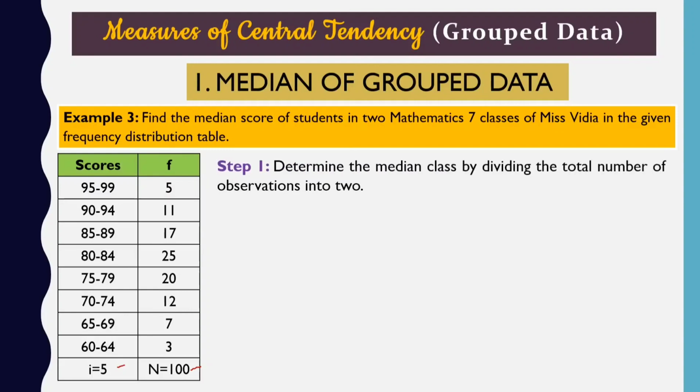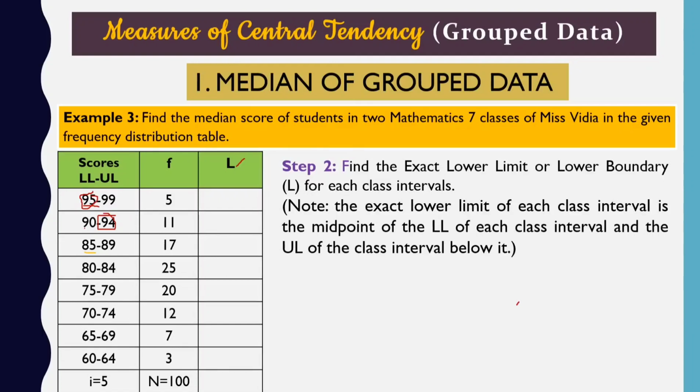So let us follow all of the steps. For step 1, we have to determine the median class. We simply divide n by 2. n divided by 2 is equal to 50. Step 2, we find the exact lower limit or lower boundary for each class interval. How do we do that?